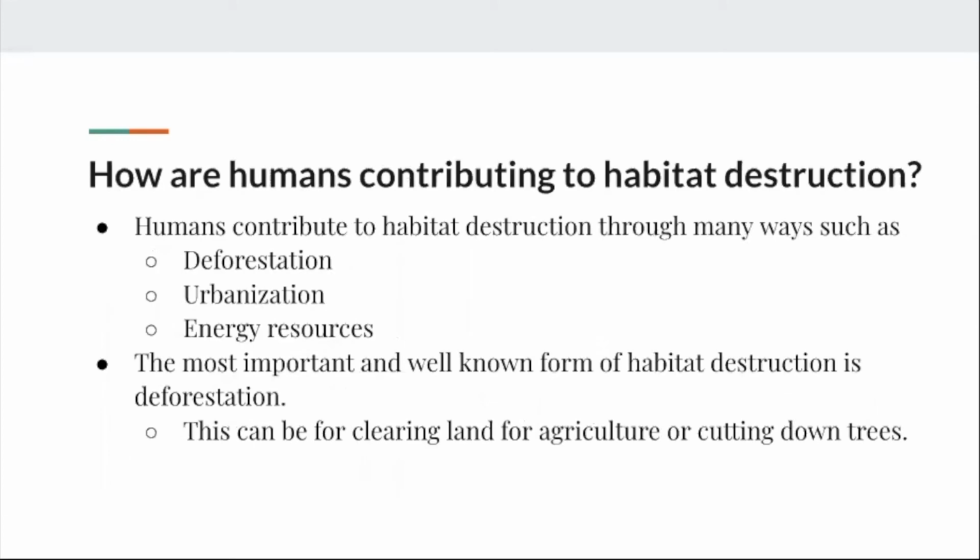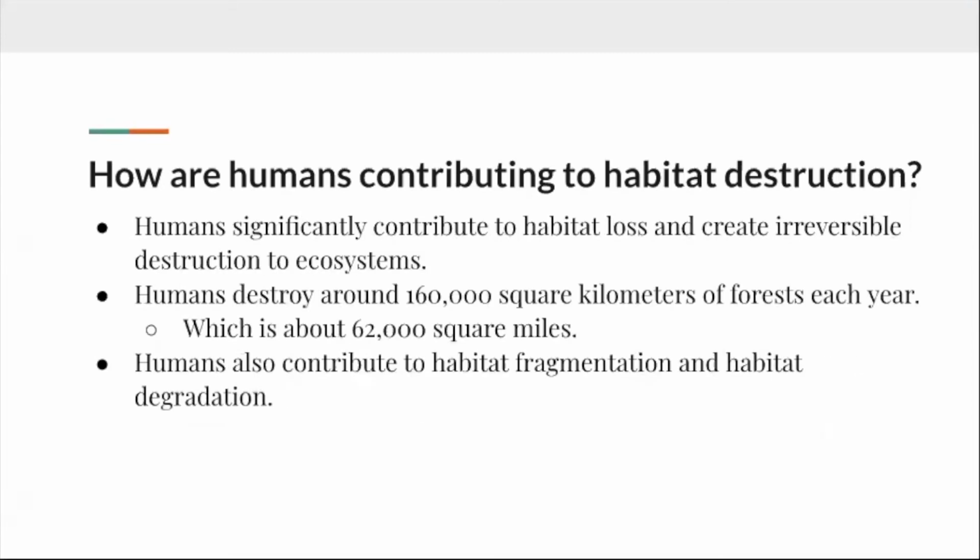How are humans contributing to habitat destruction? Humans contribute to habitat destruction through many ways, such as deforestation, urbanization, and energy resources. The most important and well-known form of habitat destruction is deforestation. This can be for clearing land for agriculture, which contributes to the majority of deforestation, or cutting down trees. Humans significantly contribute to habitat loss and can create irreversible destruction to their ecosystems.